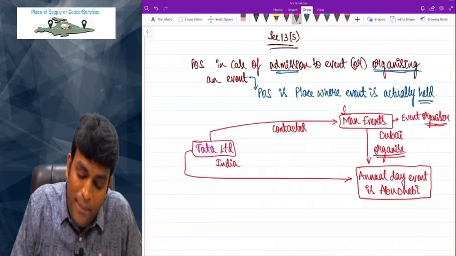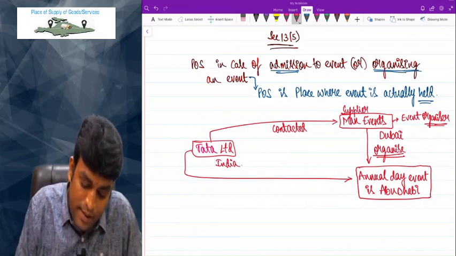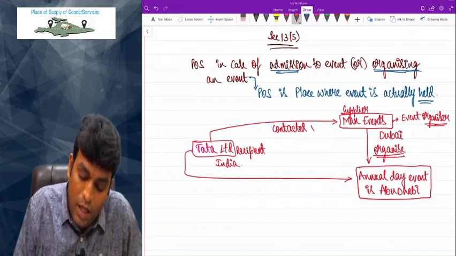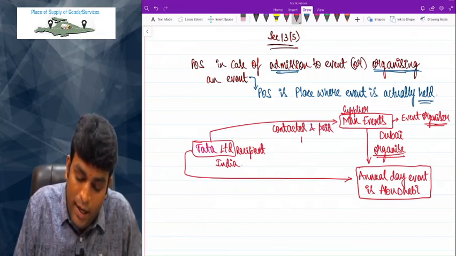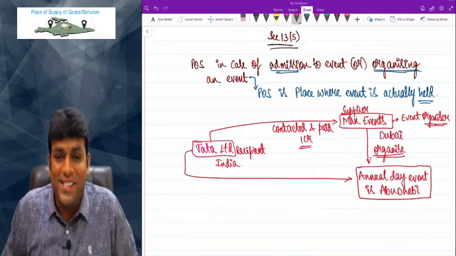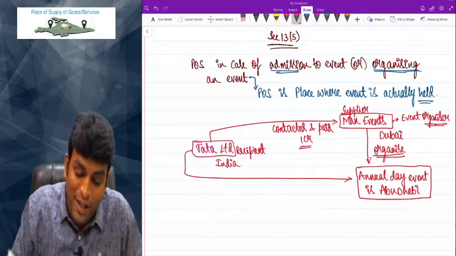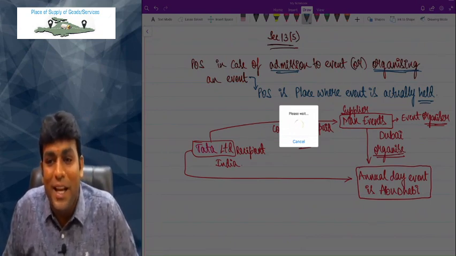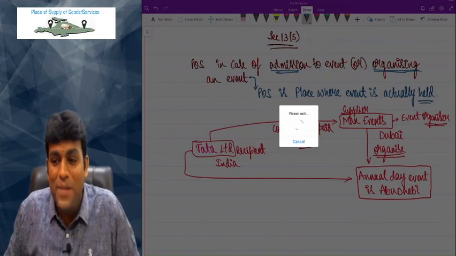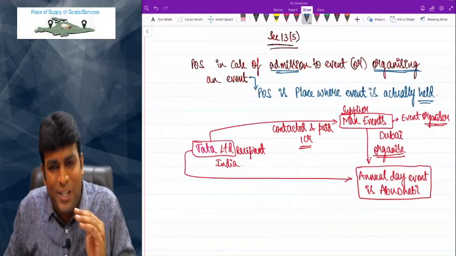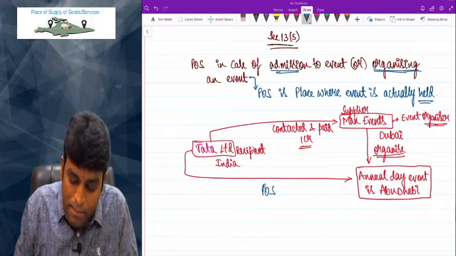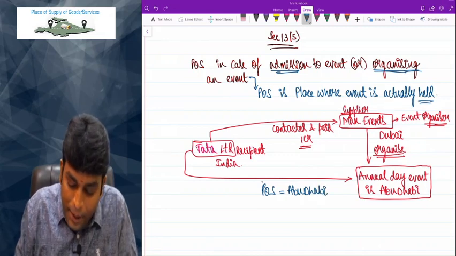So who is supplier, sir? Supplier is Max Events and recipient is Tata Limited. And Tata Limited paid, let's say, 1 crore to Max Events for organizing the event in Abu Dhabi. Come on guys. So in this particular example, if you observe very clearly, supplier is in Dubai, recipient is in India. So when one of them is outside India, section 12 will not apply, 13 will apply. Tell me guys, what will become place of supply? Place of supply will become Abu Dhabi.